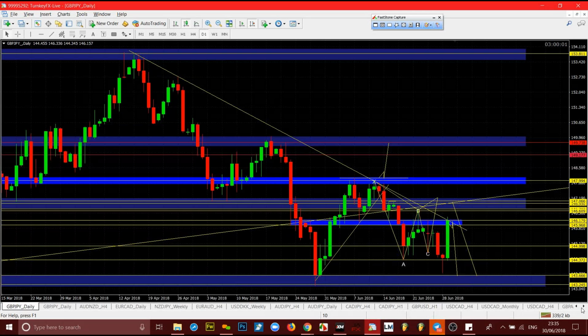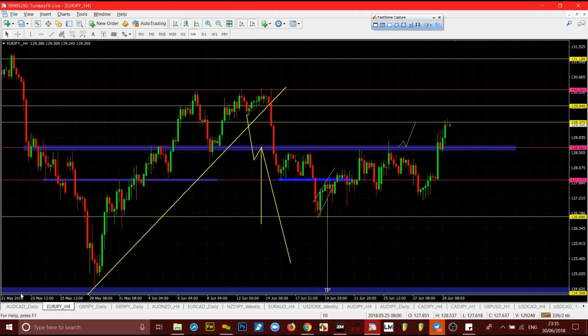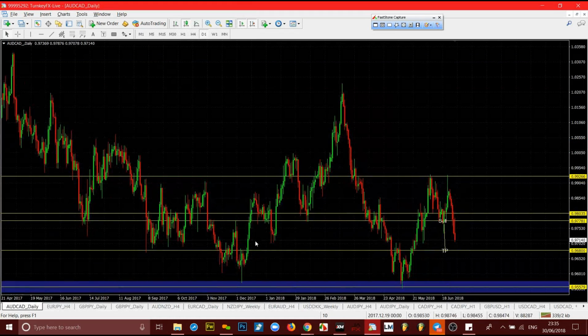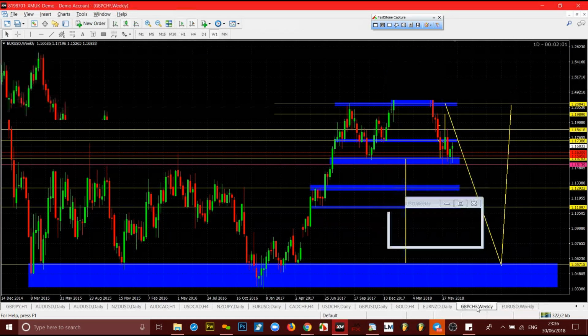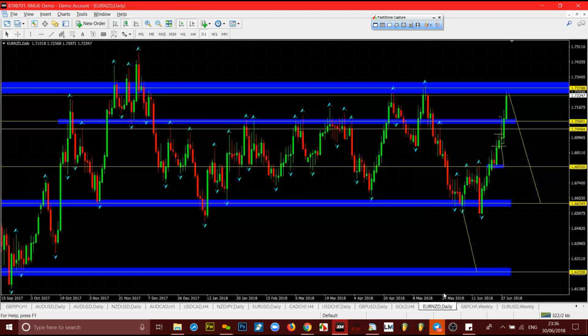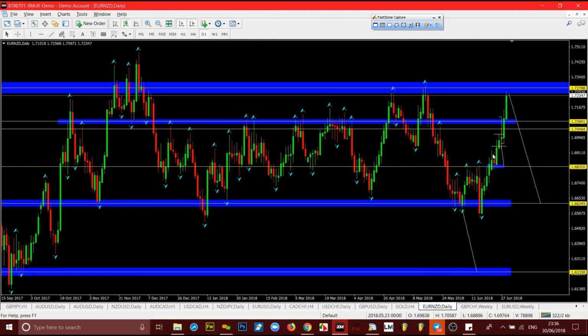Okay, so that's GBP JPY. What else do I have there? Euro JPY, ignore that. Ignore this one as well. What about this pair? These charts, anything? Looked at that. Ignore that. Yeah, we looked at this one. Okay, same chart at that level. We need to look for a sell from that level.